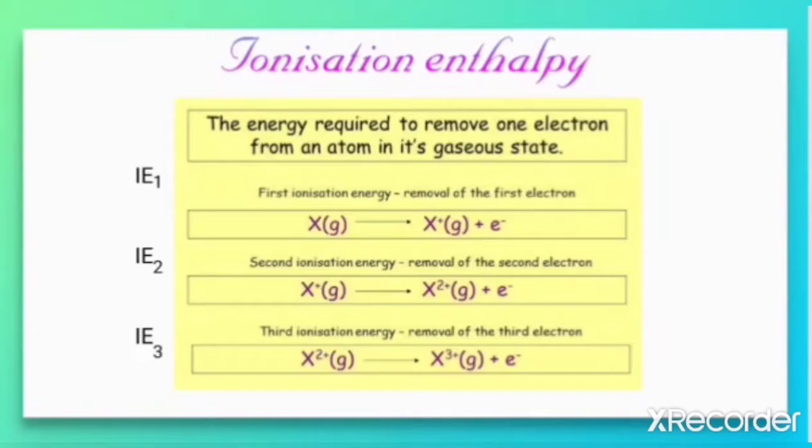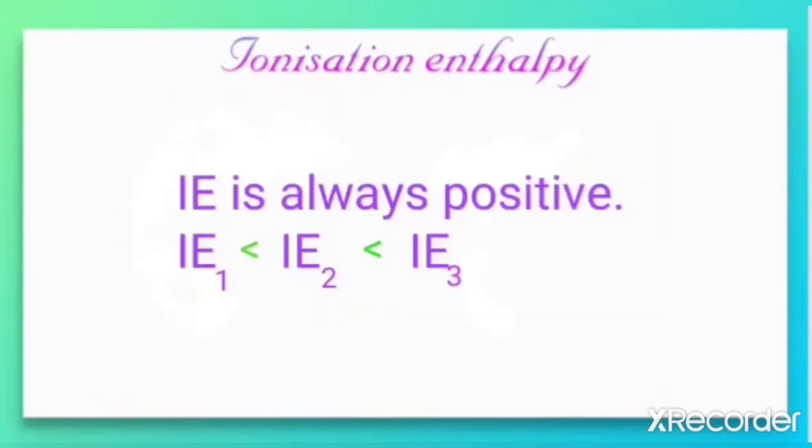we can say that the first ionization enthalpy is minimum, then the second, then the third is greater than the second. So depending upon the charge, the first ionization enthalpy is minimum, then second, then third. And ionization enthalpy is always positive. It means that energy is always required to remove the electron from an atom to form an ion. Therefore, ionization enthalpy is always positive.